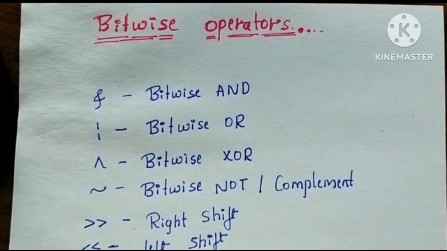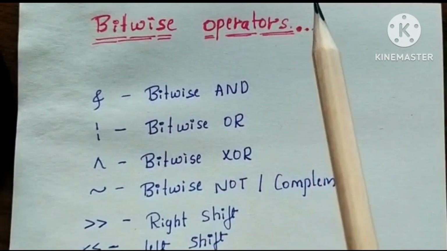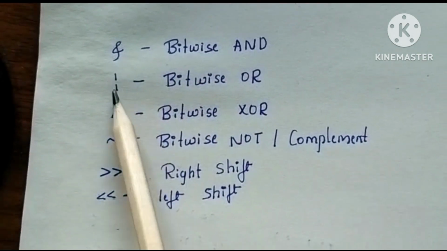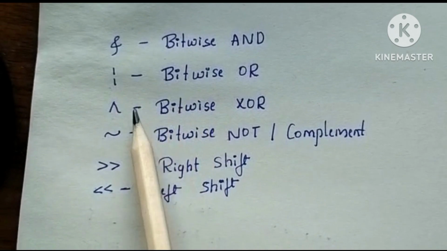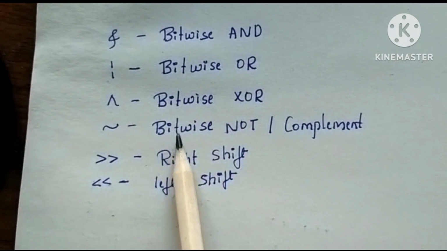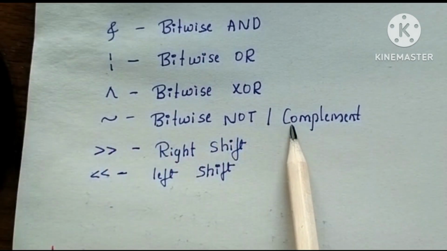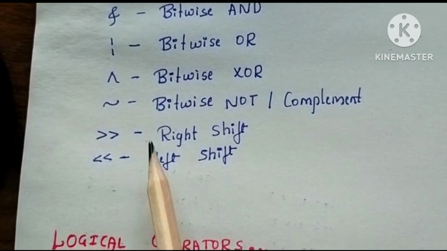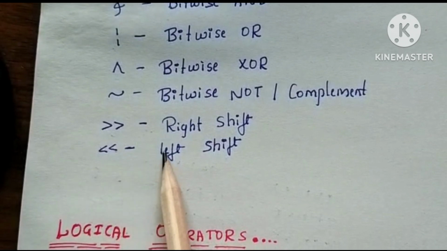Let me start with the bitwise operators and their symbols. This is the bitwise AND, this is the bitwise OR, bitwise XOR, bitwise NOT or complement, and bitwise right shift, bitwise left shift.